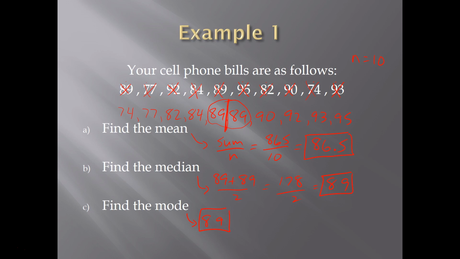Now be careful, mode does not mean it shows up more than once. Mode means it shows up the most, right? In this case, 89 shows up more times than any other data value, so that's the mode.